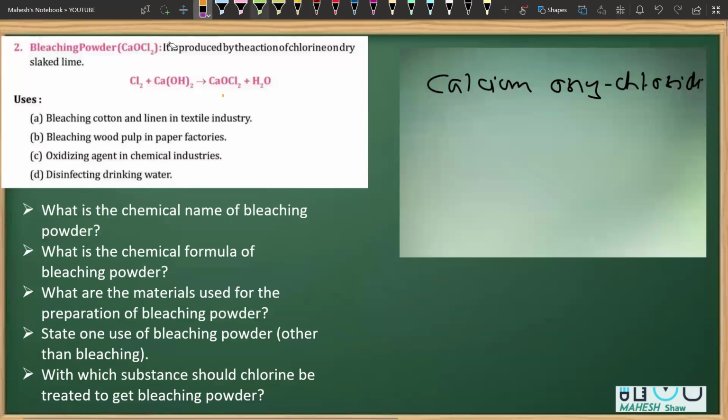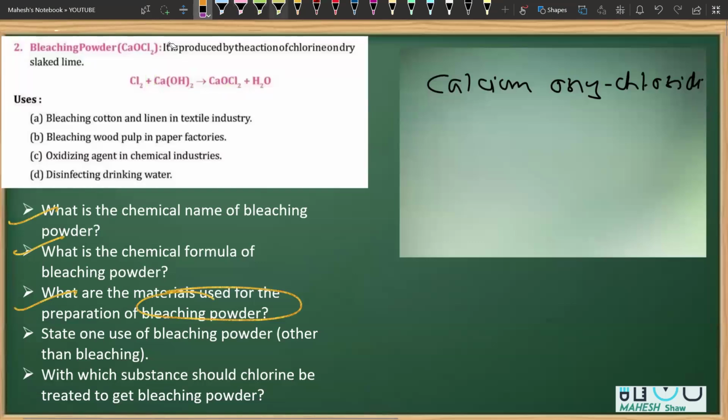The next question is, what is the chemical formula of bleaching powder? The chemical formula of bleaching powder is CaOCl2, calcium oxychloride. We have done these two. Next is, what are the materials used for preparation of bleaching powder? So what we said is that when chlorine gas is passed over dry slaked lime, we get calcium oxychloride, that is bleaching powder, and water.